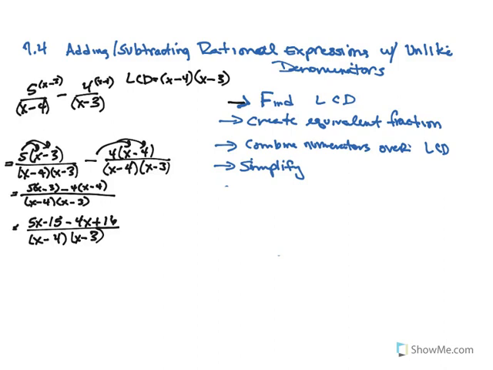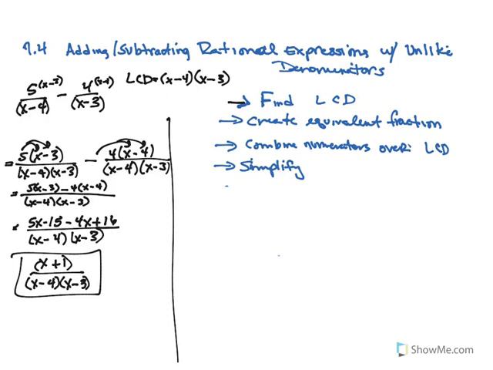All right, so then we're combining like terms. 5x minus 4x is x. Negative 15 plus 16 is a plus 1, over x minus 4 times x minus 3. So everybody's factored and nobody can cancel. So I'm done. And that's it.